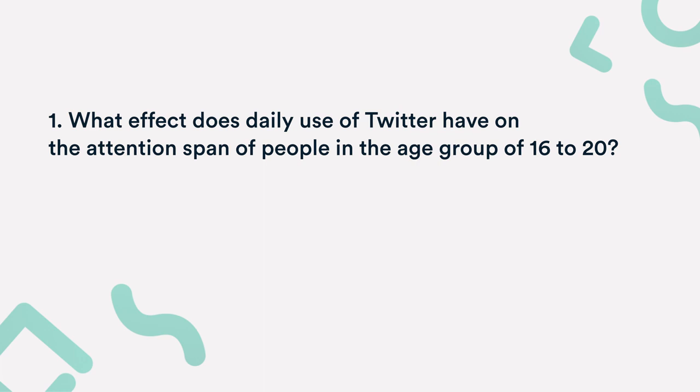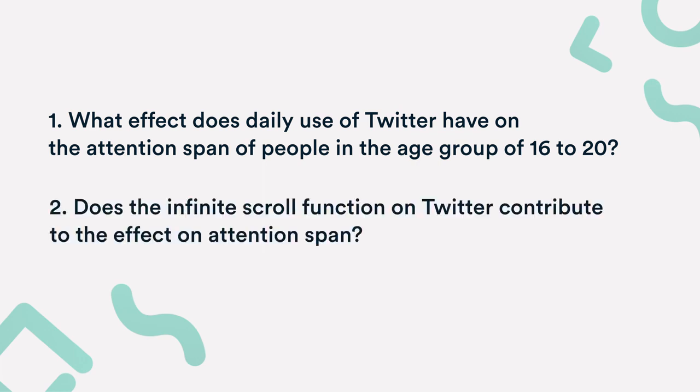Now keep in mind, in a research paper or essay, you usually only write one research question. But for a bigger project, you can also develop multiple research questions around the same problem. For example, I can also ask, does the infinite scroll function on Twitter contribute to the effect on attention span? Follow the steps and checklist and you'll end up with the research question as a solid foundation for your research.